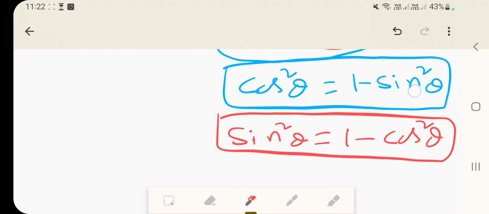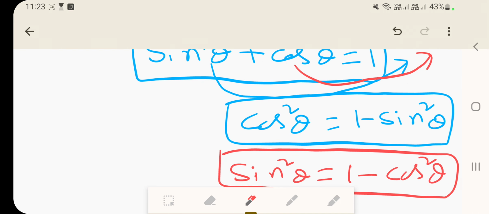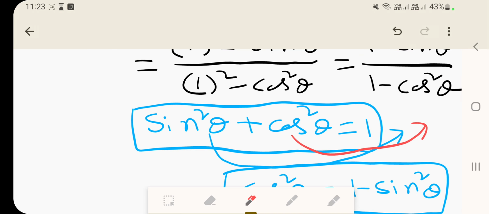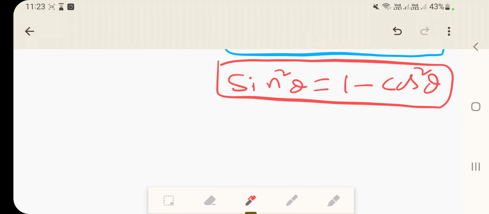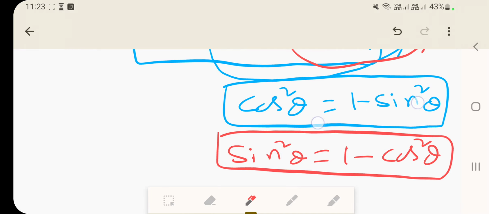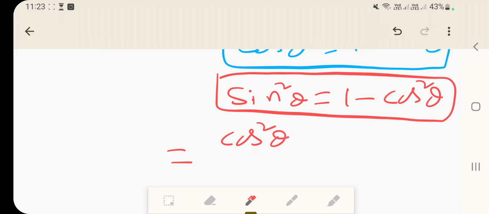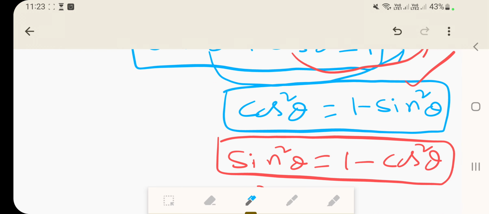So in the numerator of the given problem we have 1 minus sin square theta. 1 minus sin square theta is nothing but cos square theta. We can substitute. And in the denominator we have 1 minus cos square theta already there. So we write the numerator 1 minus sin square theta as cos square theta, and for the denominator, 1 minus cos square theta is nothing but sin square theta.